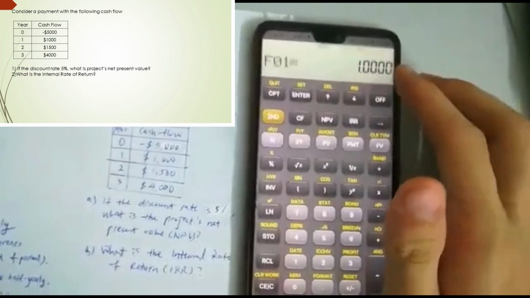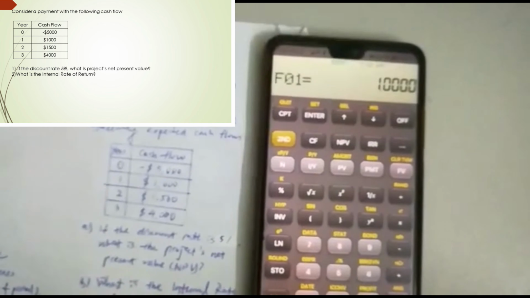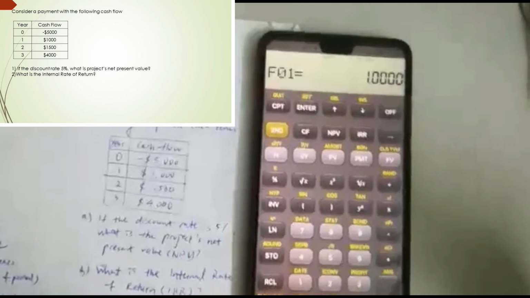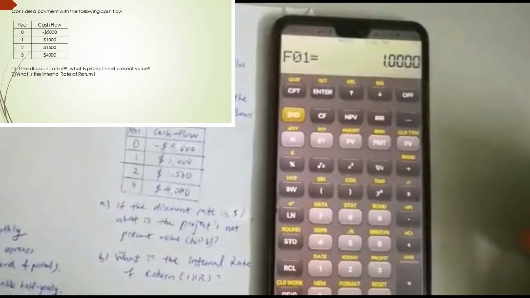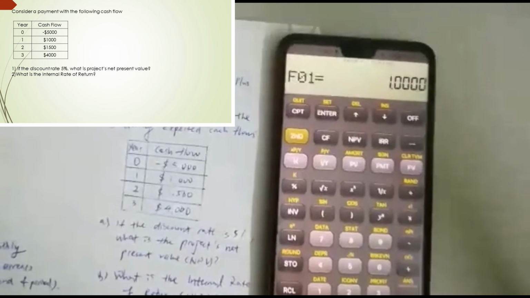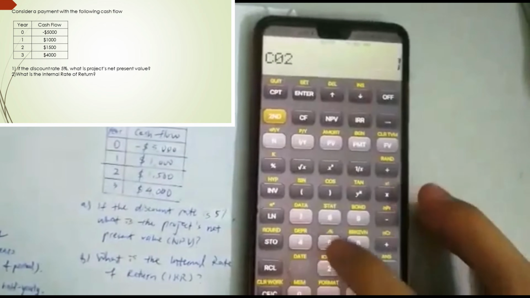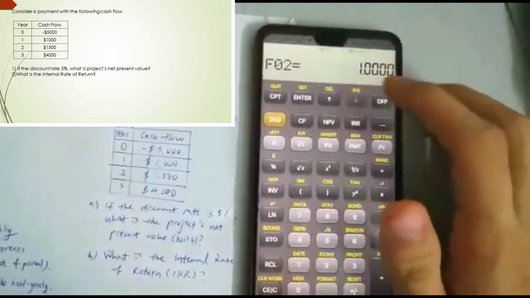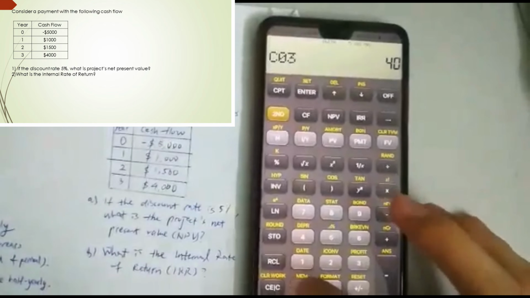F01 is equal to 1. Why? Because we obtain a positive cash flow of 1,000 for one time only. We don't have many times of 1,000. Okay, so C02 1,500. Enter, go down. F02 is also equal to 1. Go down. C03 4,000.